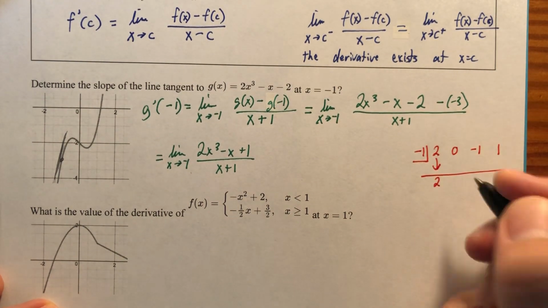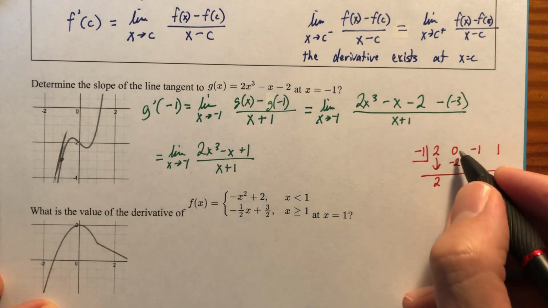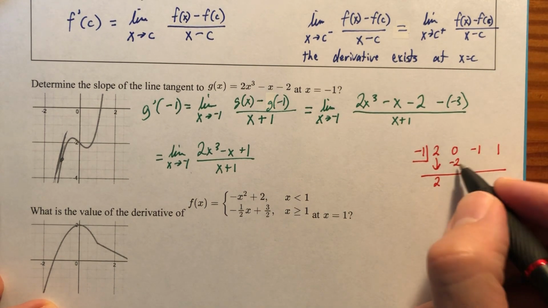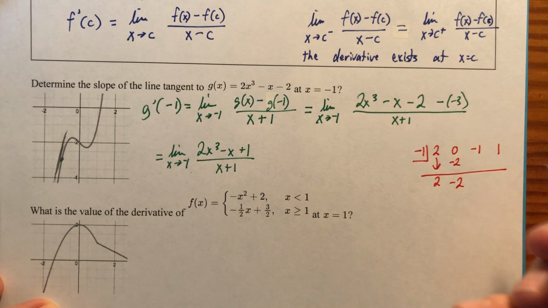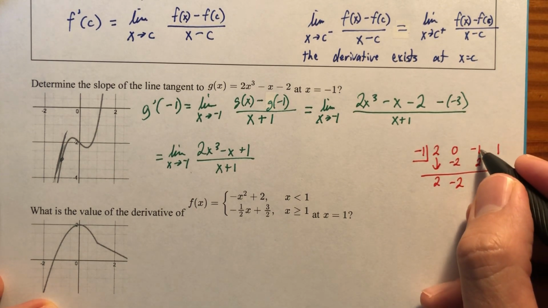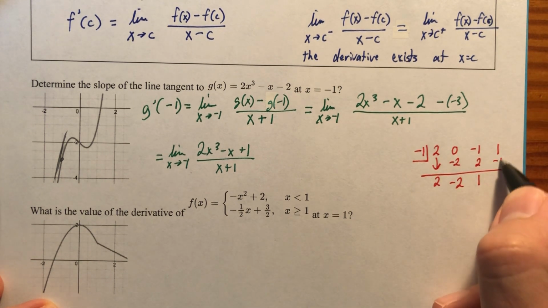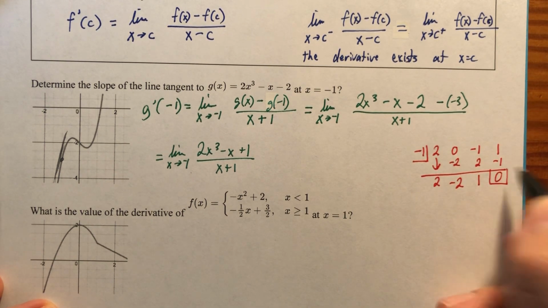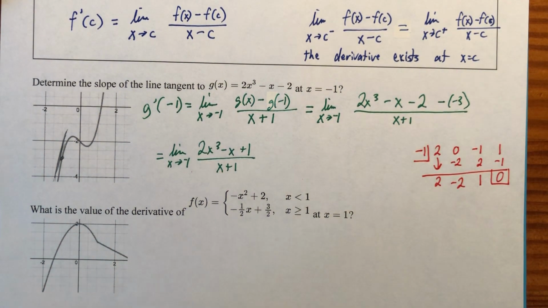Bring down your 2. -1 times 2 is -2. 0 plus -2 is -2. -1 times -2 is 2. -1 plus 2 is 1. -1 times 1 is -1. We add those, we get a 0. My remainder is 0, which means this truly does reduce, which is going to be very convenient.